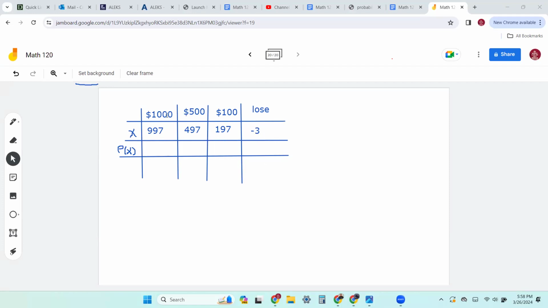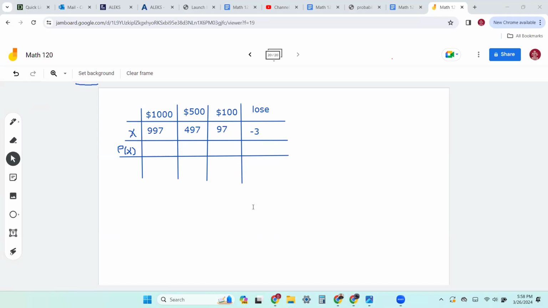So the -3 from 1,000 gives you 997. -3 from 500 gives you 497. -3 from 100 should be 97. Let me fix that. 97. I had a problem in my notes where it has a 200, so that's why I was thinking about that one.